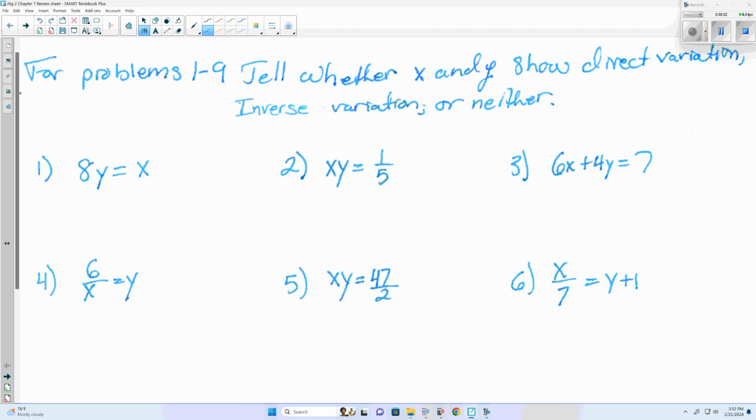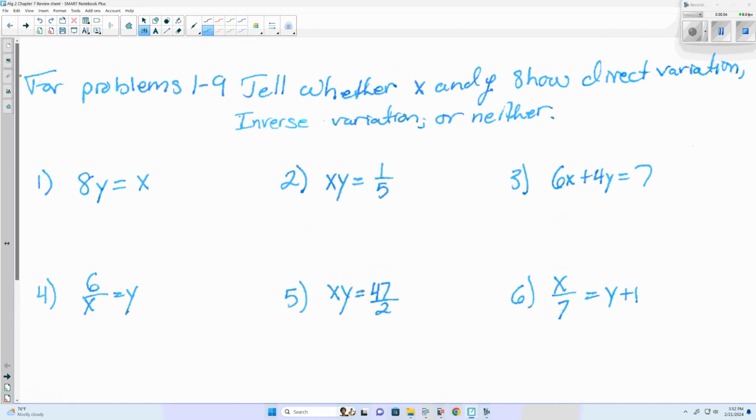Alright guys, so we're going to be going through the entire review video here. Now the first thing we're looking at is 1 through 6, determining whether x and y show direct variation, inverse variation, or neither. The easiest one to pick out of these three is neither, because direct and inverse variation deal specifically with multiplication or division. So if there's addition or subtraction, it is immediately neither.